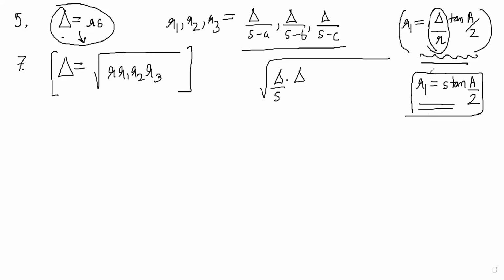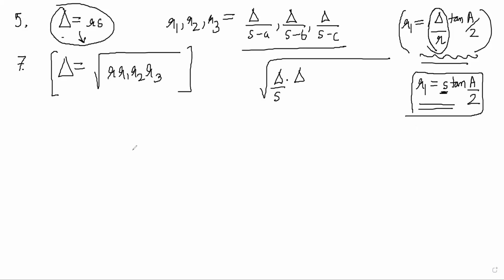I'm just pointing out to you that just before this section, he has derived R1 as S tan A by 2, right? Turn back the page. R1 is S tan A by 2 is there. So notice that question number 9 is direct manipulation of that formula. You're just putting S is del by R, that's all.